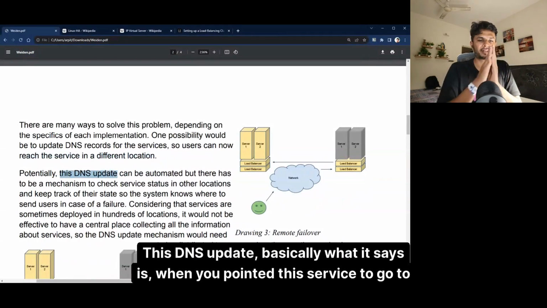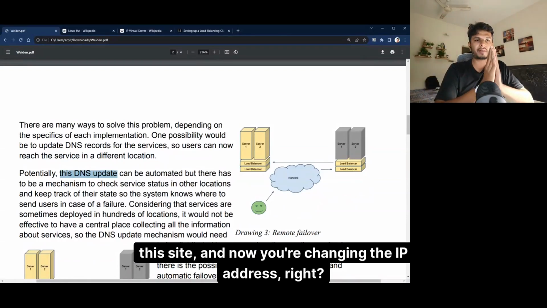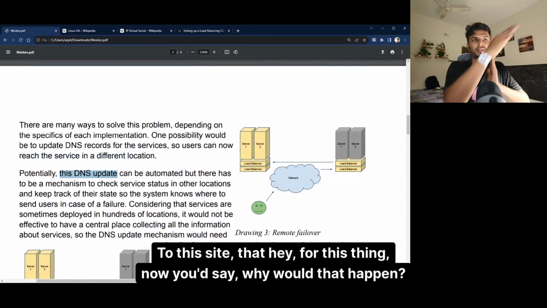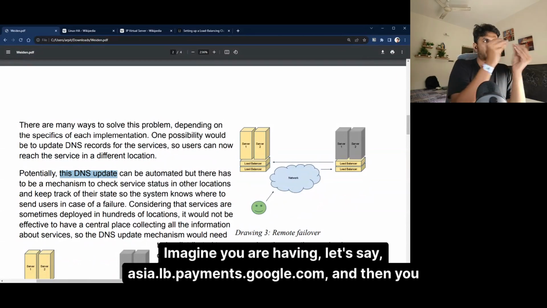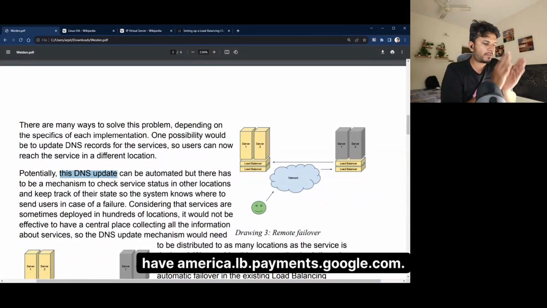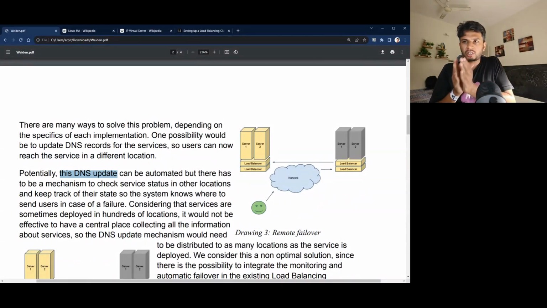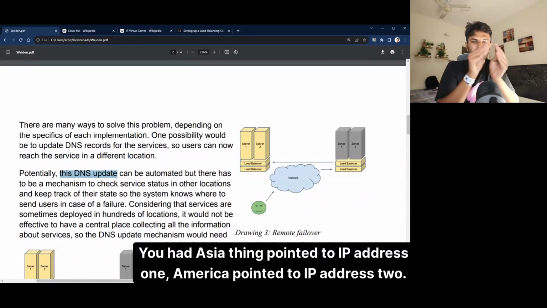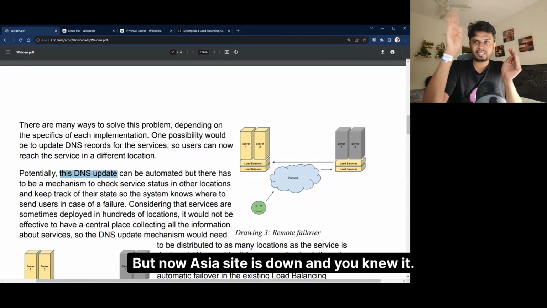Basically, what it says is when you pointed this service to go to this site, and now we are changing the IP address to this site. Now you'd say, why would that happen? Imagine you have, let's say, asia.lb.payments.google.com, and then you have america.lb.payments.google.com. You had Asia pointed to IP address 1, America pointed to IP address 2, right? But now the Asia site is down, right? And you knew it. So what would you change?